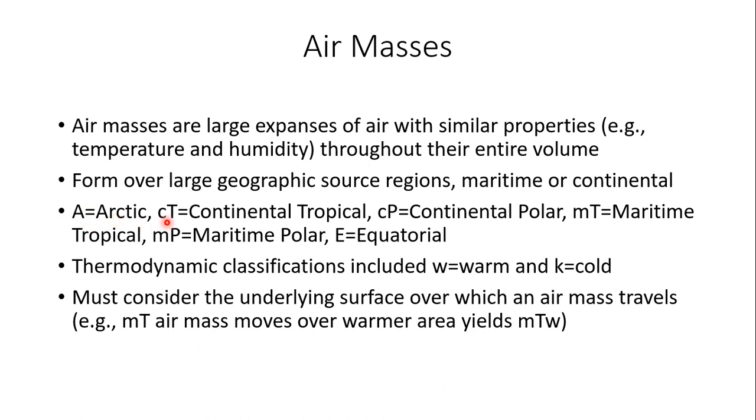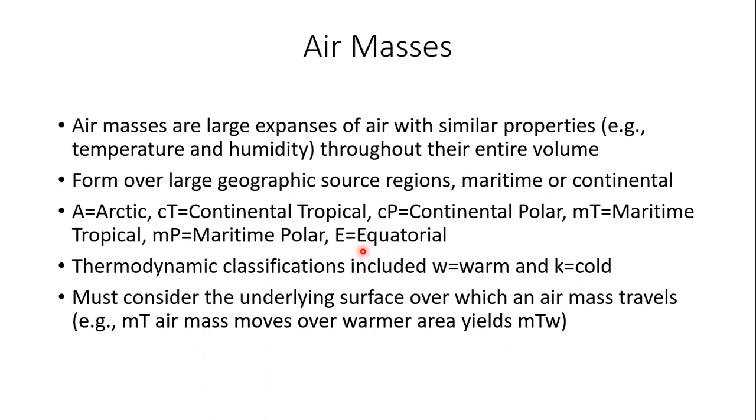When you see this CT symbol or abbreviation, that represents a special type of air mass known as continental tropical. The one thing with continental tropical air masses is they only form during the summer season in the northern hemisphere. And they tend to be associated with the very hot air over the desert southwest of the United States. CP, the abbreviation CP, stands for continental polar. MT is a maritime tropical air mass. MP represents maritime polar. And then the letter E represents an equatorial air mass.